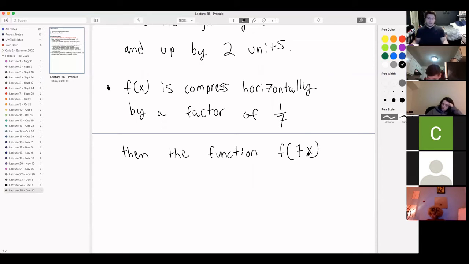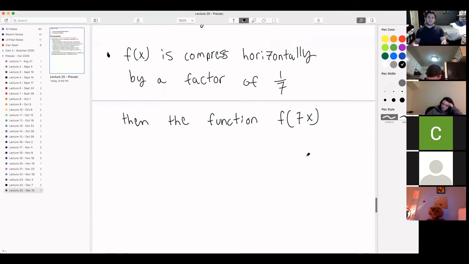Okay, so hopefully you remember, when it comes to compressing horizontally, you need to always take the reciprocal of your scale factor. So if you compress the graph of f by a factor of 1/7, the formula for that is f of 7x. All right, so just make note of the reciprocal going on. All righty, so any questions? We're moving along. All right, good.